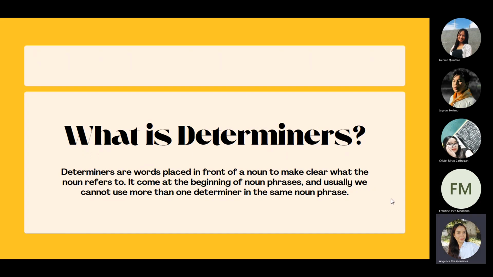So, what are determiners? Determiners are words placed in front of a noun to make clear what the noun refers to. They come at the beginning of noun phrases, and usually we cannot use more than one determiner in the same noun phrase. Now, a determiner is a member of a class of words used to modify nouns or noun equivalents. Determiners help clarify what a noun is referring to and are typically placed before descriptive adjectives.